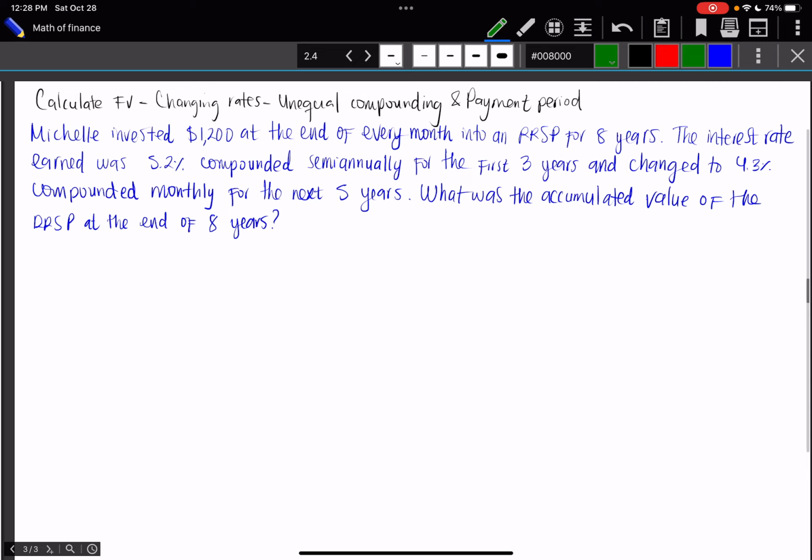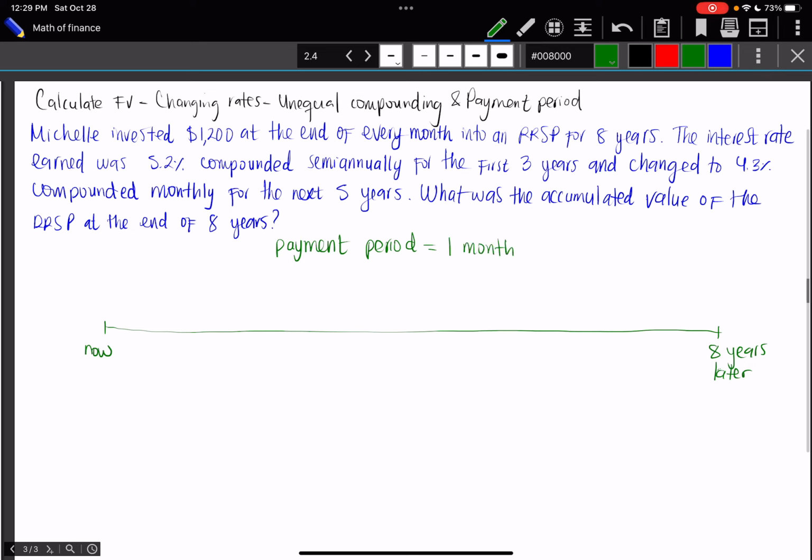So the term of this annuity is 8 years. So let's try to draw a timeline. And here's the present, so now, and here we have 8 years. What happens 8 years later? Now, because Michelle makes payments at the end of each payment period, the payment period is like here, 1 month, we have an ordinary annuity. Ordinary annuities are annuities that satisfy that payments are made at the end of each payment period. Here, the payment period or payment term is 1 month all along the 8 years.